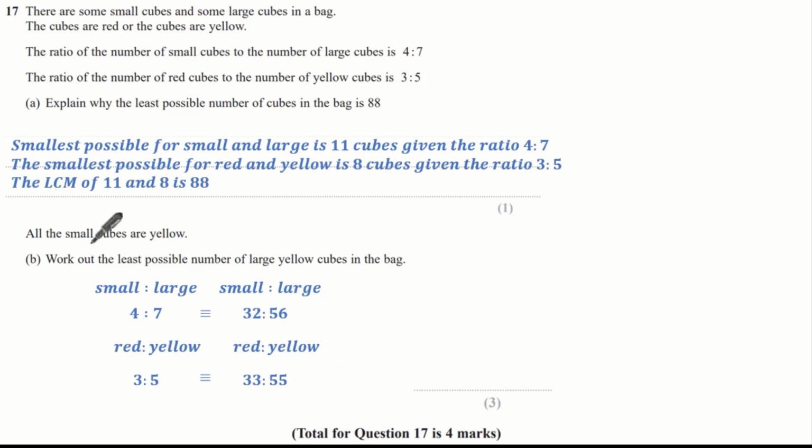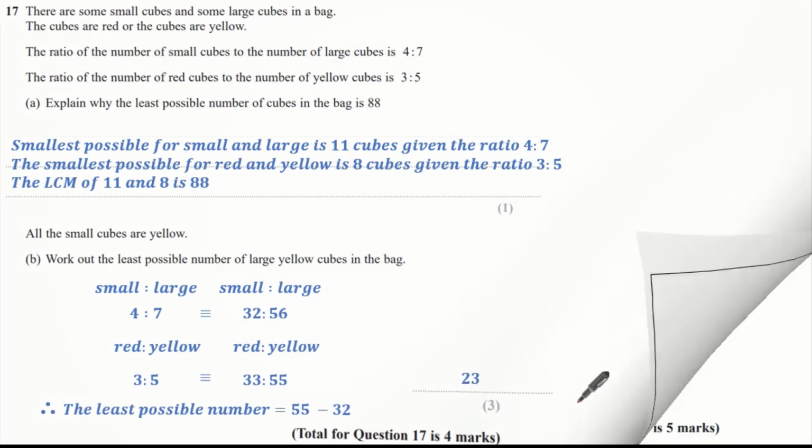Now, given that all the small cubes are yellow, we know the 32 cubes here are yellow. Given we're asked to find the least possible number of yellow cubes, we know all the small cubes are yellow. Now we know there's 55 cubes in total, and 32 are all small. So to work out the large, it's simply 55 subtract our 32. This would give me 23 large yellow cubes.